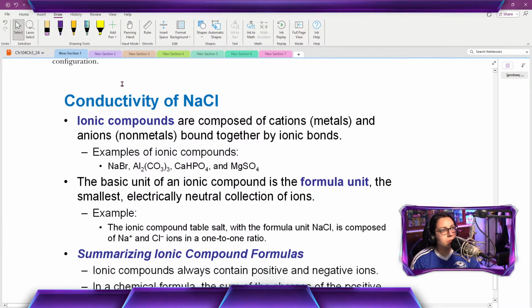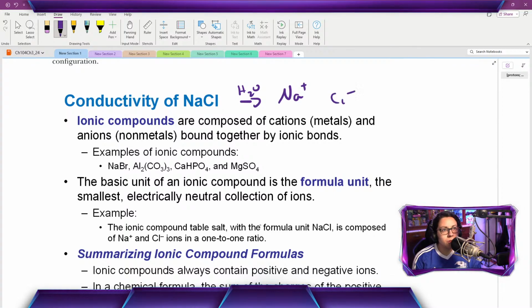And so this is also cool. I think you have videos of this, but it's always fun to see these in person if you can. So the conductivity of sodium chloride. Our ionic compounds are just held together by electrostatic forces. So sodium chloride, in water, disassociates into sodium ions and chloride ions.